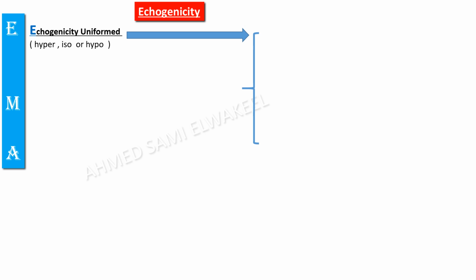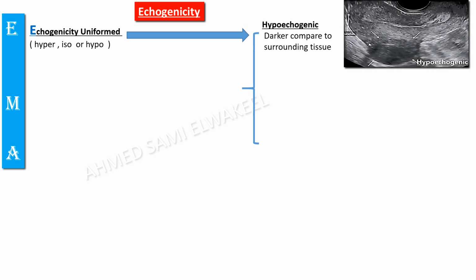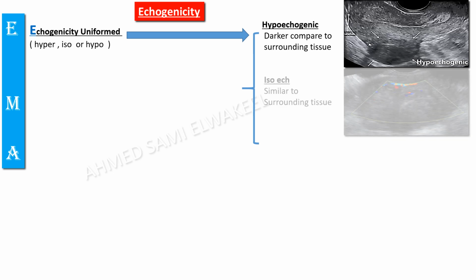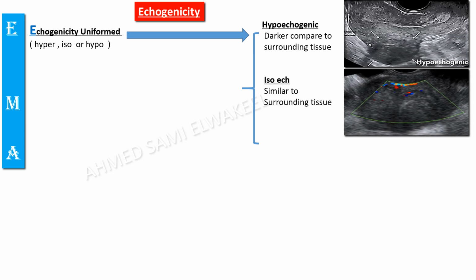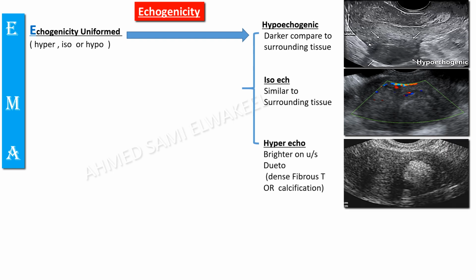Now we have E, M, and A letters for echogenicity. E for uniform echogenicity, which may be hyper-echogenic, iso-echogenic, or hypoechogenic. In the hypoechogenic state, the fibroid appears darker compared to surrounding tissue. Iso-echogenic, the fibroid appears similar to the surrounding tissue. In the hyperechogenic state, the fibroid appears brighter on ultrasound due to dense fibrous tissue or calcification.